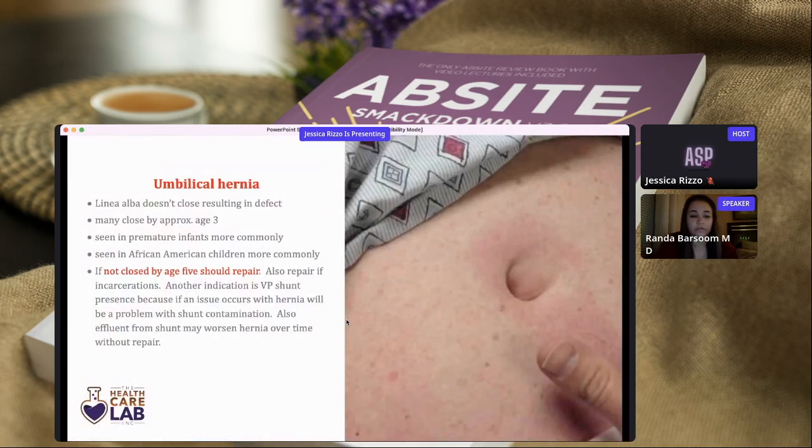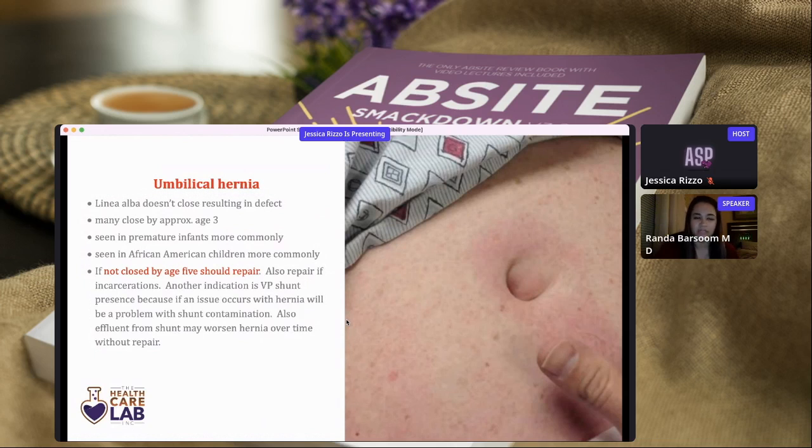So umbilical hernias, very commonly seen, very commonly tested. Remember that it is not a surgical emergency in a baby to close an umbilical hernia. They are often seen, especially in premature infants and especially in African American children. Generally, what we say is if they're not closed by about the age of 5, then they should go to the operating room at that point.